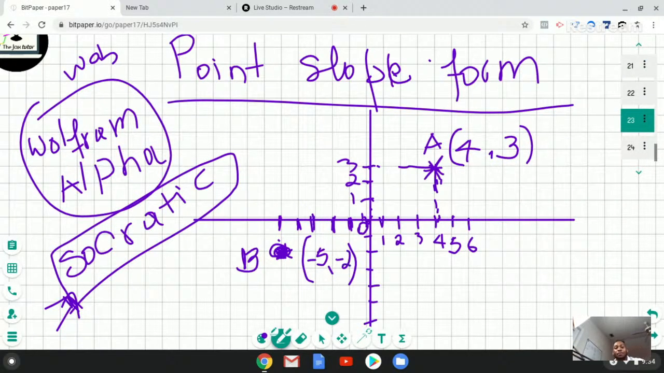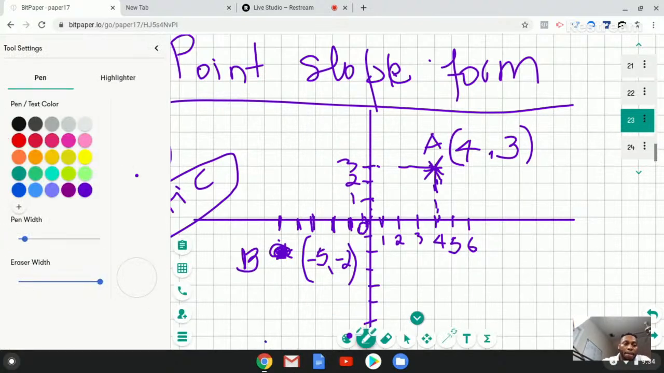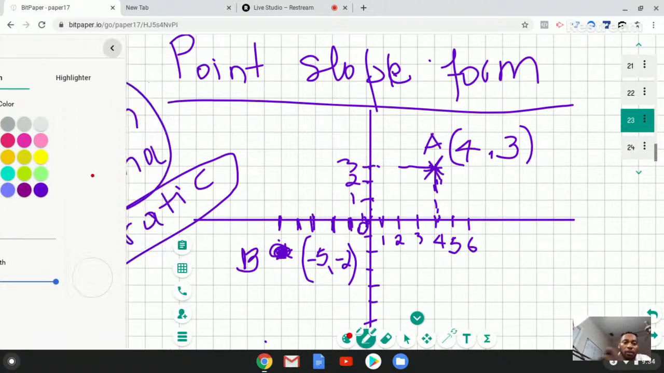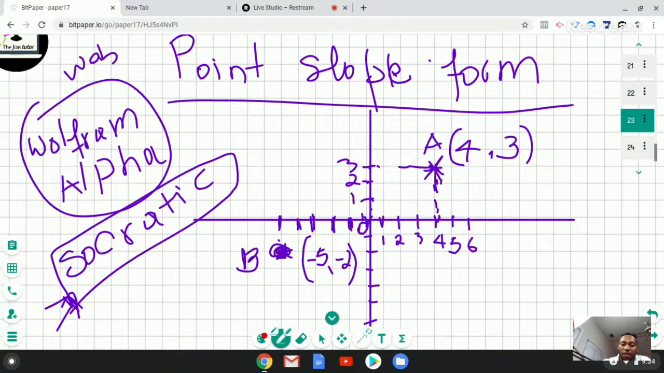-5, -2. Now, okay, let me give you the idea of the point slope form. If I draw a line here from here to here, and let me use my line tool just to be fancy a little bit. Okay, this is a segment, not a line, but if I draw a line here from the point A to point B, this line has a slope, and there's also an equation associated to that line. And if we can find the equation, we can also find the slope of the line.